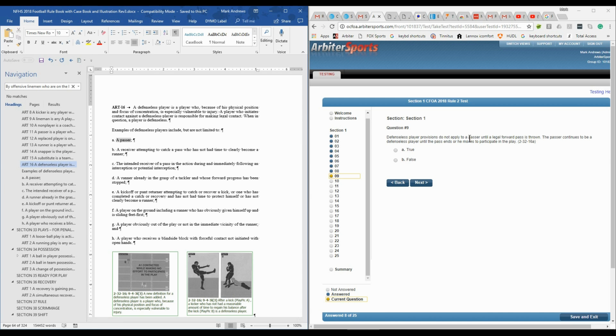Question 9. Defenseless player provisions do not apply to a passer until a legal forward pass is thrown. The passer continues to be a defenseless player until the pass ends or he moves to participate in the play. That is part of a sort of new rule. This is more of a clarification of the defenseless player rule regarding a quarterback, and that is true.